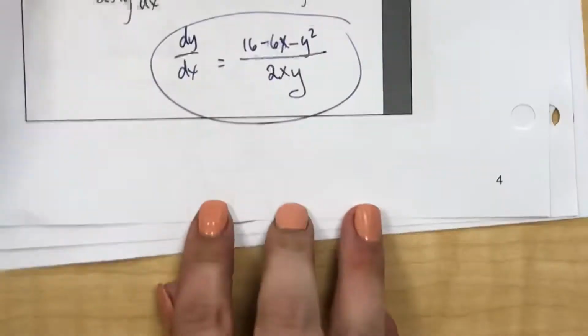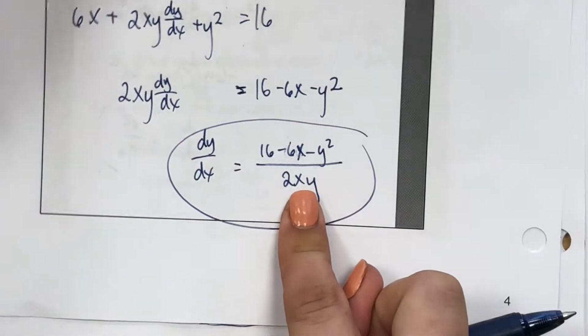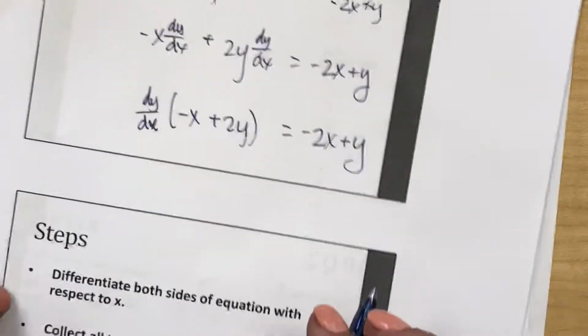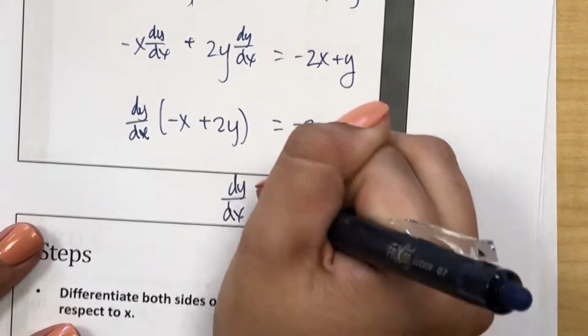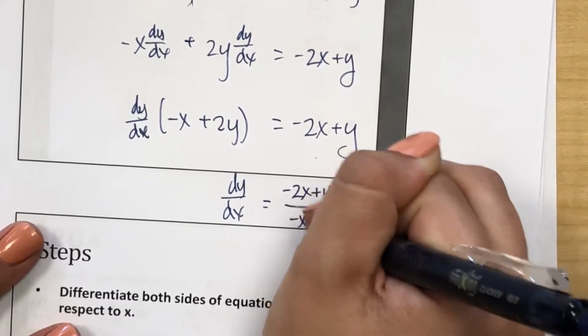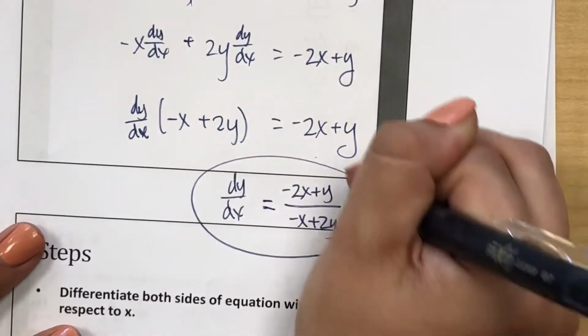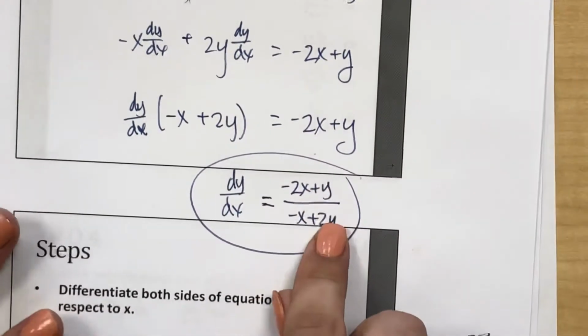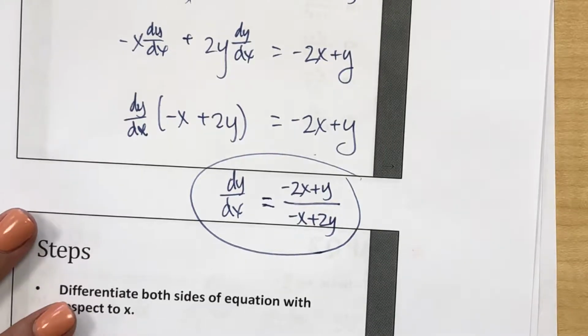So this is similar now. See how I divided by 2xy on both sides? Like I divided by the coefficient of dy/dx. So that's what I'm going to do here. So I'll do dy/dx equals negative 2x plus y all over negative x plus 2y. And you can't simplify that. This is 1, 2, 3, 4 terms. All 4 terms would need to have a common factor to simplify it.